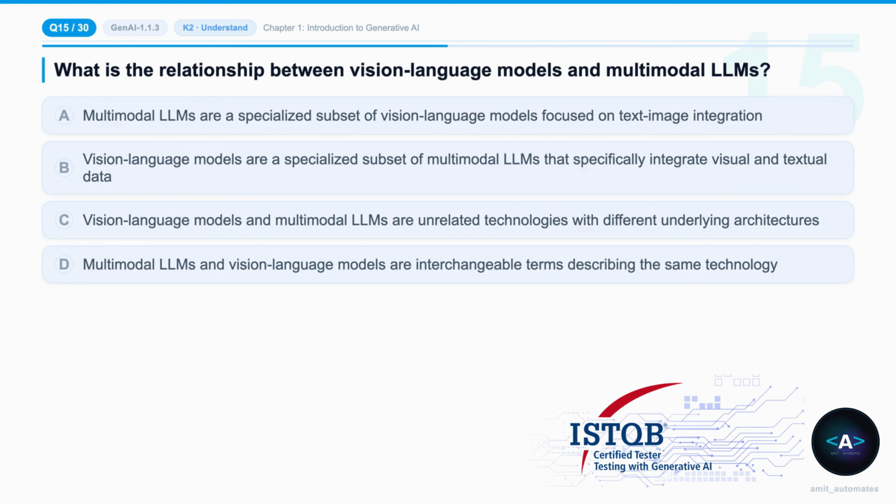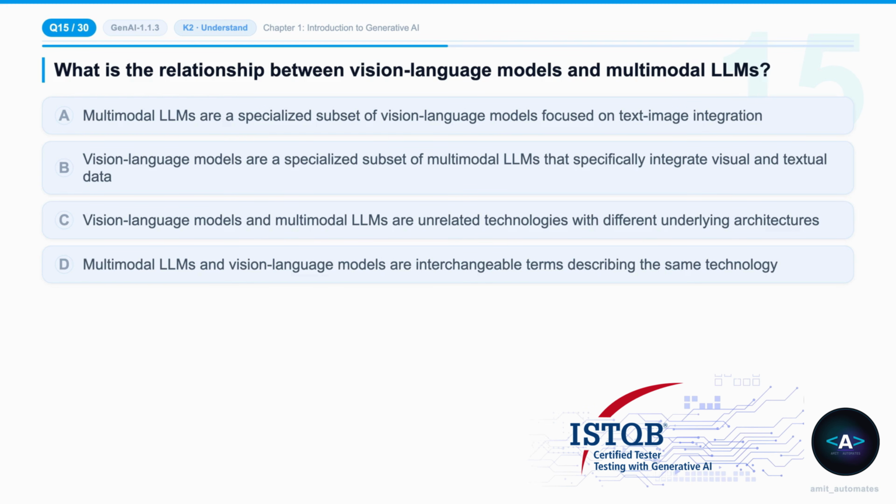Difficulty level K2. What is the relationship between vision language models and multimodal LLMs? Your options are A. Multimodal LLMs are a specialized subset of vision language models focused on text-image integration. B. Vision language models are a specialized subset of multimodal LLMs that specifically integrate visual and textual data.